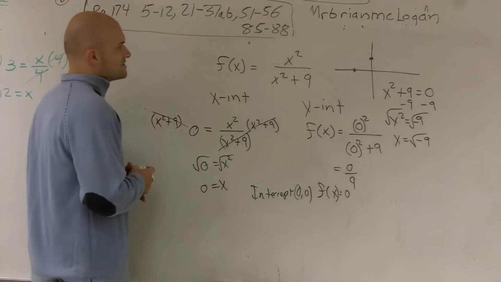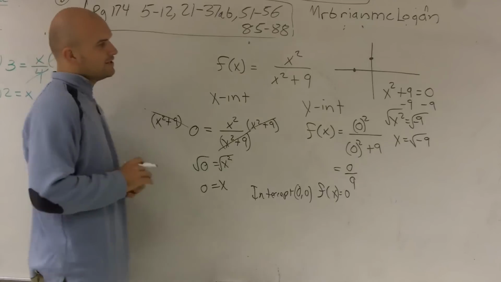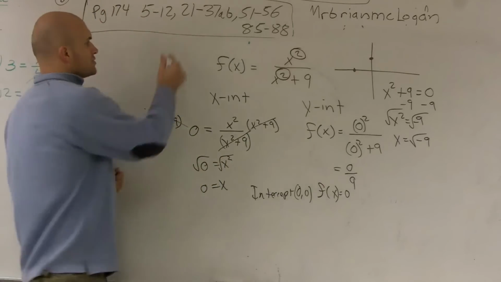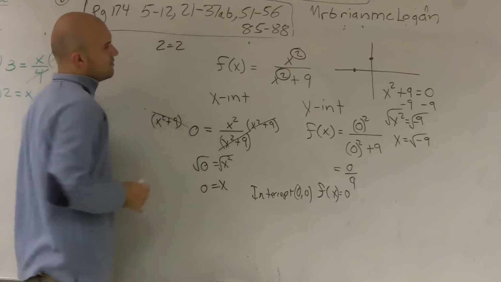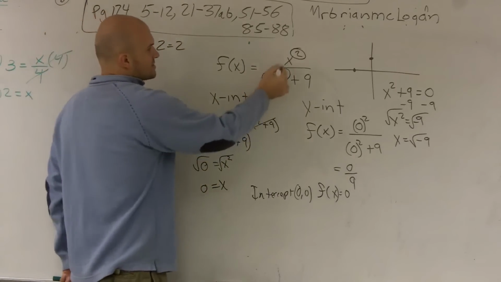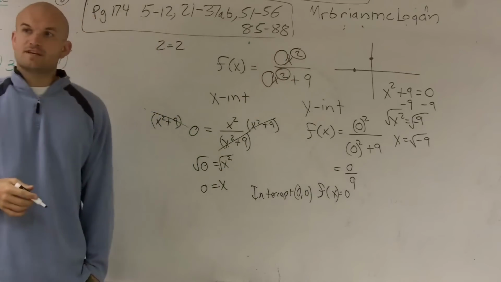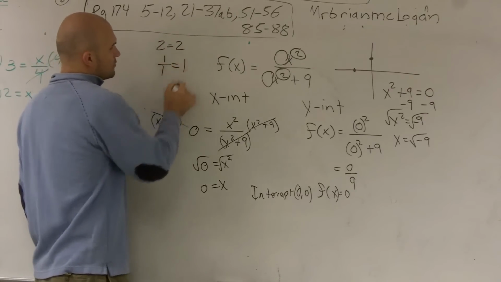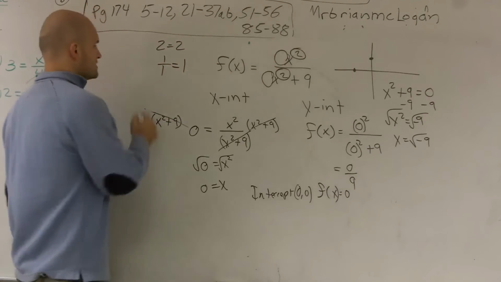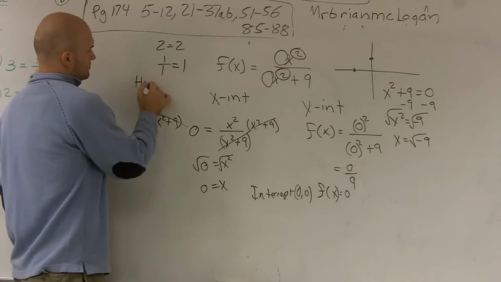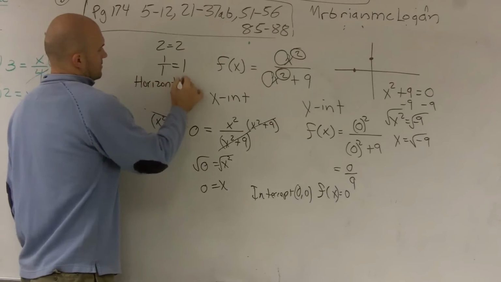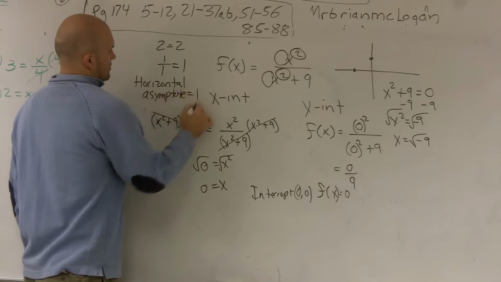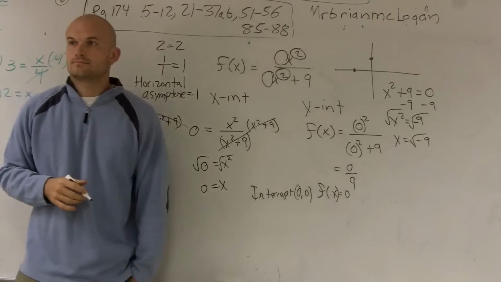When looking for the horizontal asymptote, we need to look at their degrees. And since their degrees are equal to each other, we take the coefficient of each value and we divide them. So this would be 1 over 1, which is equal to 1. So therefore, we can say the horizontal asymptote is going to be equal to 1.